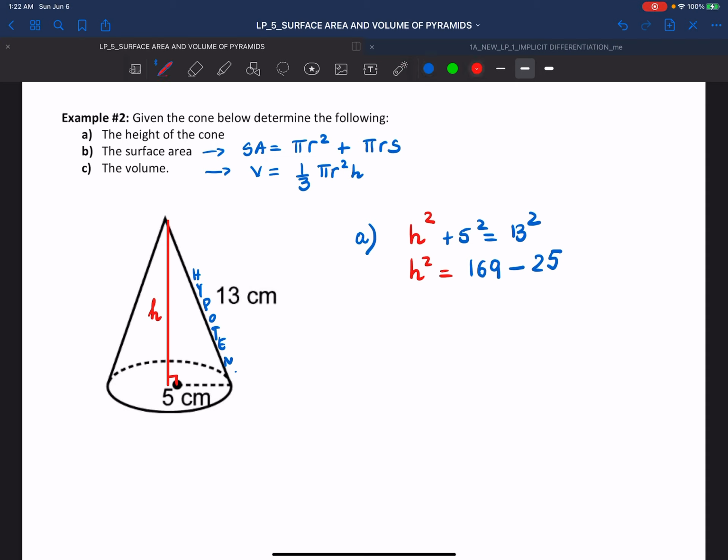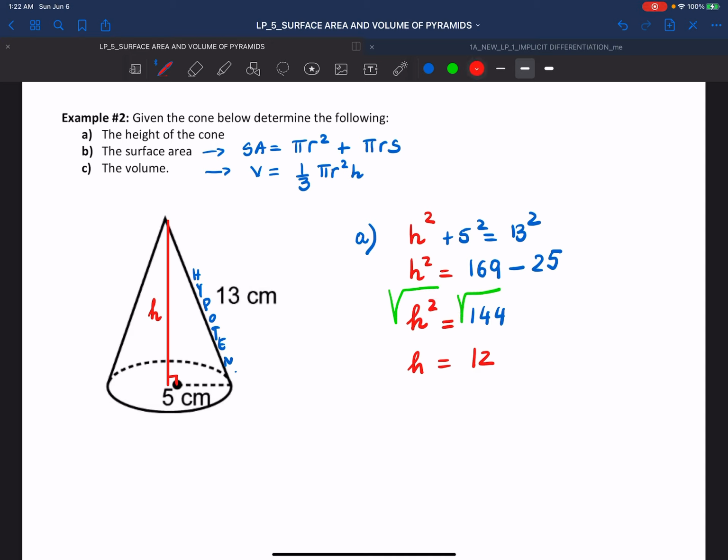So we don't have to show the steps, but again, show as many steps as you feel makes you feel confident. So there is no long or short way. So the best way is the way that makes more sense to you. So 169 minus 25, that's 144. And that will make h equal to the square root of 144. And square root of 144 is 12. So we simply square root both sides.